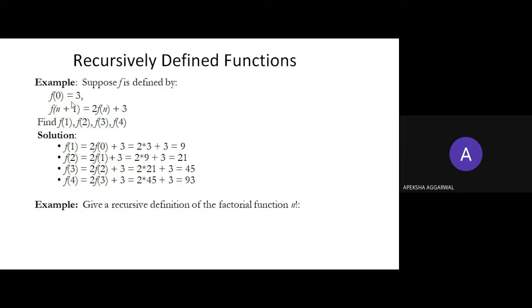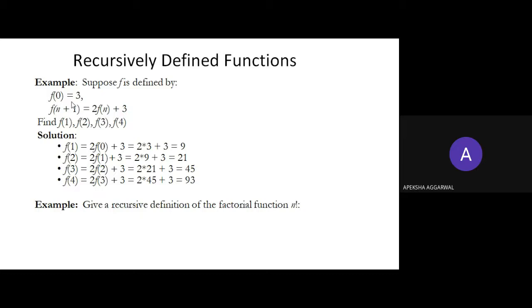Now f(1): you put n = 0 and you can calculate f(1). So f(1) = 2f(0) + 3, and you already know f(0). So you need to have some constant where you start your recursion. And when you write recursive algorithms, you need to go back to the basis step. Similarly, you can calculate f(1), f(2), f(3), f(4), and so on.